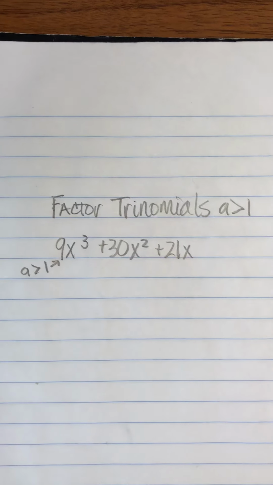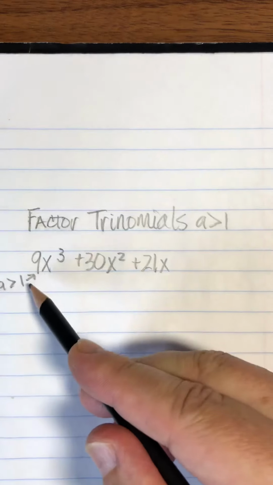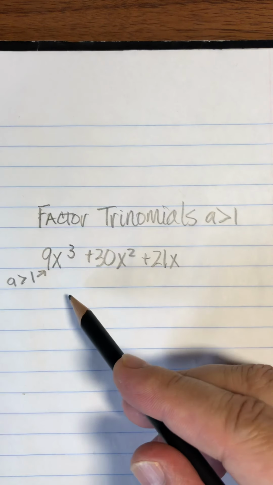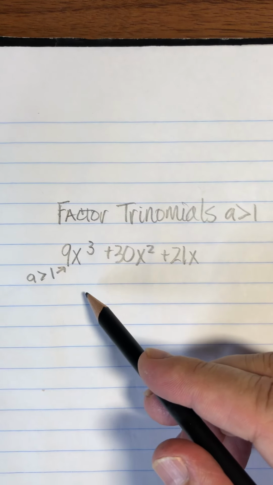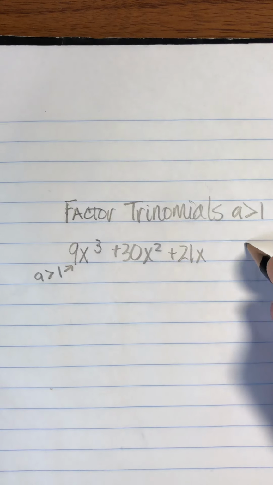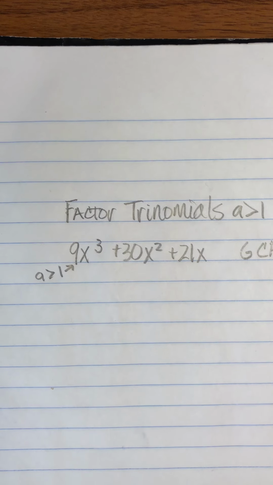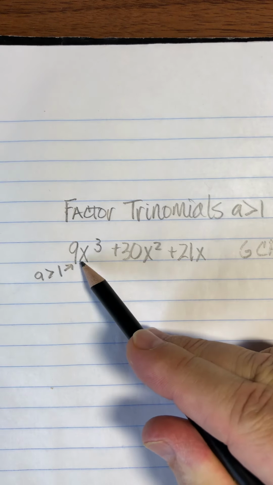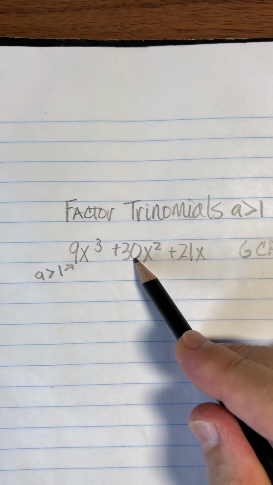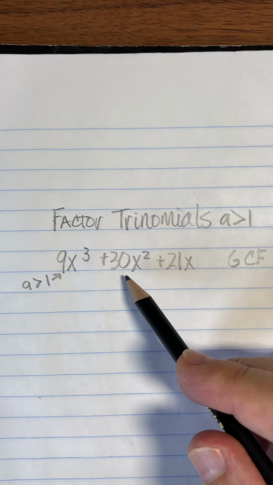Now we're going to factor trinomials when the leading coefficient a is going to be greater than 1. And I can see that my a value, which is my leading coefficient, is greater than 1. It's 9. And because of that, the first thing I want to check is for a greatest common factor. Now, 9 goes into itself one time but does not go into 30. Therefore, I know that 9 cannot be the greatest common factor.